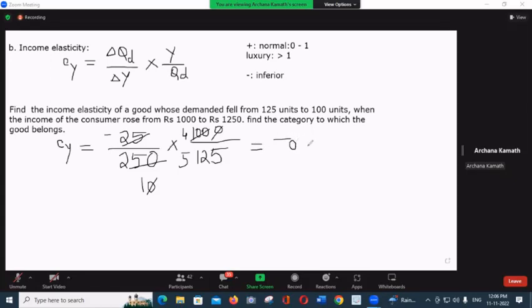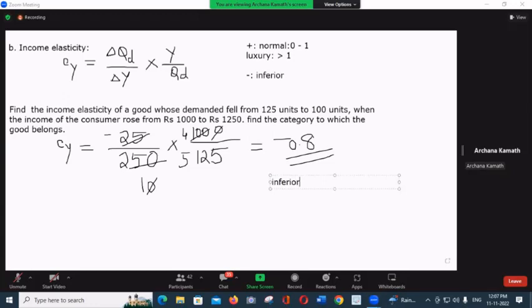I told you sign matters. And this negative 0.8 shows that the commodity is an inferior good. The statement in the question itself describes what type of good it is. When your income is increasing, you're reducing the consumption of that commodity. Income moves in one direction, demand for that commodity moves in the opposite direction.